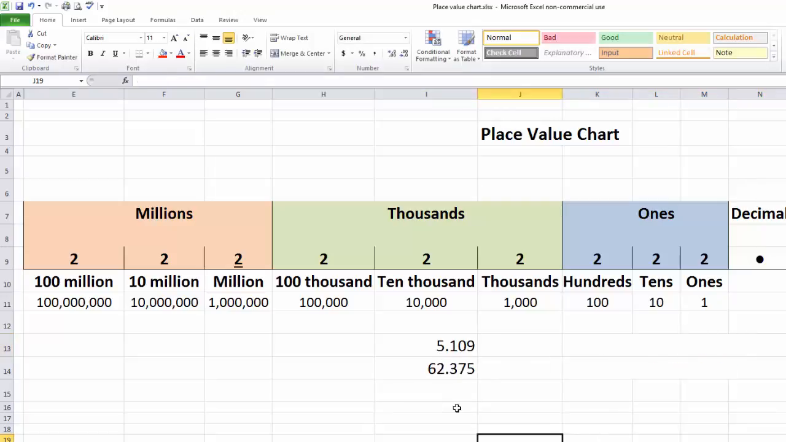Here I have 2 numbers, 5 and 109 thousandths and 62 and 375 thousandths. In this case, I want to compare the 5s in both numbers. You'll notice that in the top number, the 5 is in the ones place value, and in the bottom number, the 5 is in the thousandths place value. So in the bottom number, the 5 is going to be 1, 2, 3 place values smaller. So this would be 1/1000 the size of the 5 in 5 and 109 thousandths. And conversely, the 5 would be 1,000 times larger than the 5 in 62 and 375 thousandths.